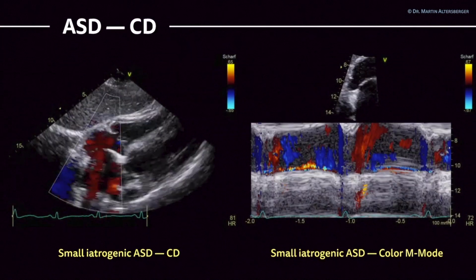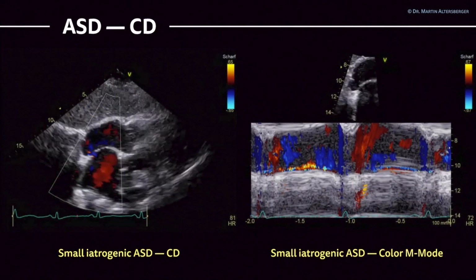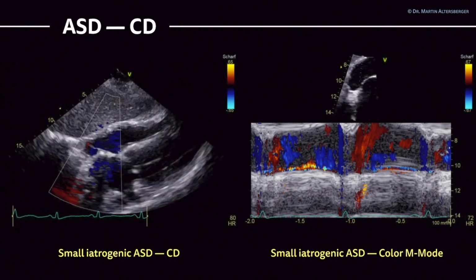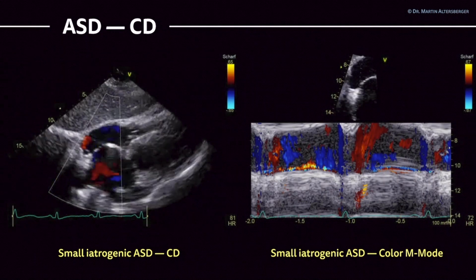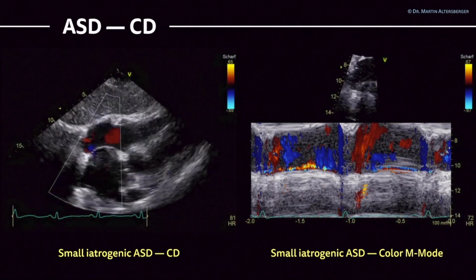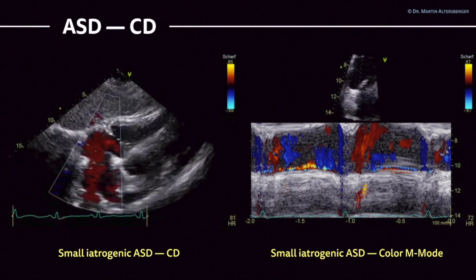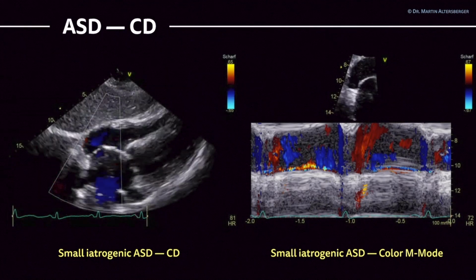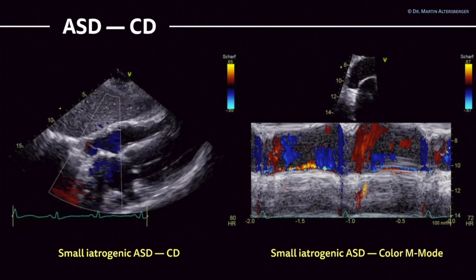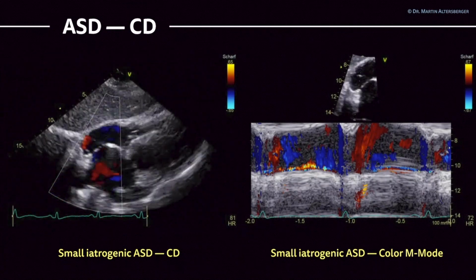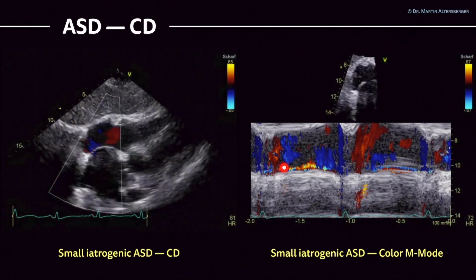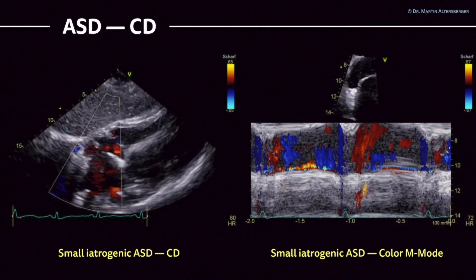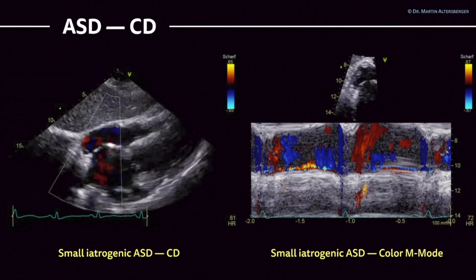To even more optimally visualize, you can even use color M mode. So it actually doesn't give you that much additional information in terms of how large the atrial septal defect is. We already can assume that it is not very large, also because it's an iatrogenic ASD, so this won't be a problem in terms of volume overload, but you can see quite nicely how the shunting looks. So this is the small iatrogenic ASD in color M mode.